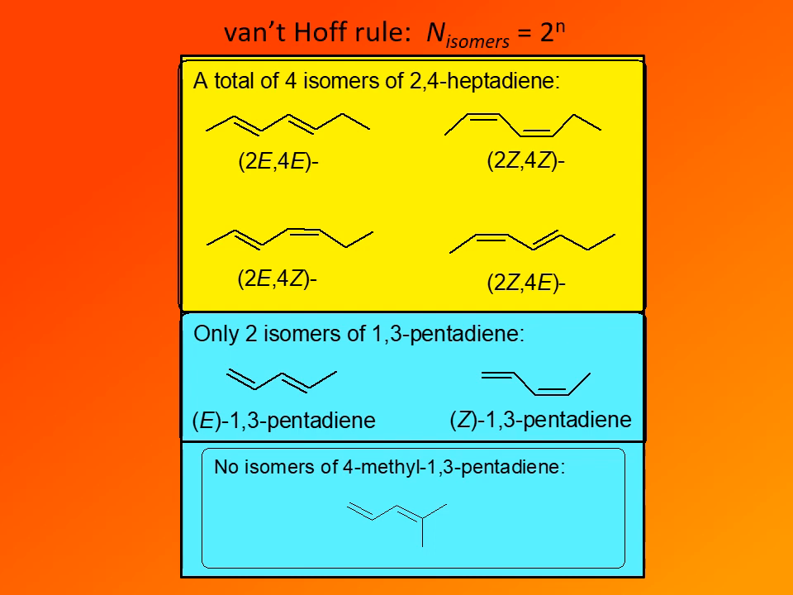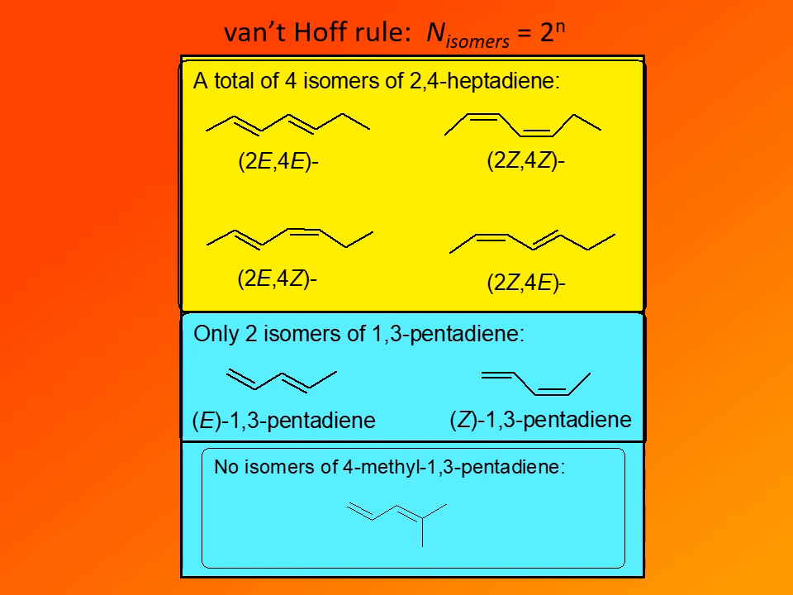Double bond 1 has on carbon 1 two hydrogens, and for that reason it cannot exhibit isomerism. And double bond 3 has on carbon 4 two methyl groups, again two identical groups, so again no isomerism. And therefore there is only one form of this compound.